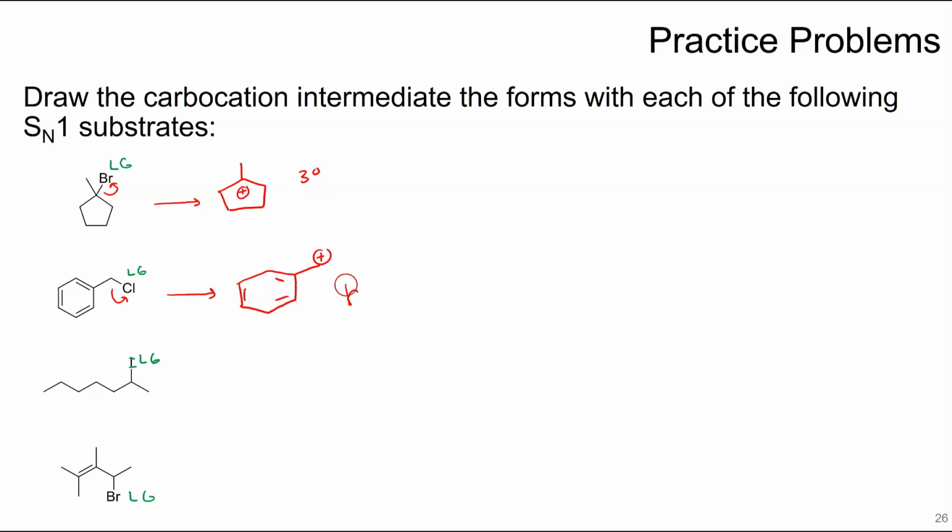This is a benzyl carbocation, and that's on the carbon that is next to the benzene ring. So that one has resonance stabilization. This one leaves here. This is a secondary carbocation. And this one looks like secondary, but there is a carbon double bond next door. This is an allylic carbocation, which is resonance stabilized just like the benzyl one.